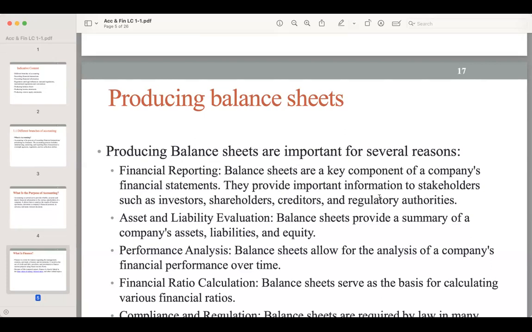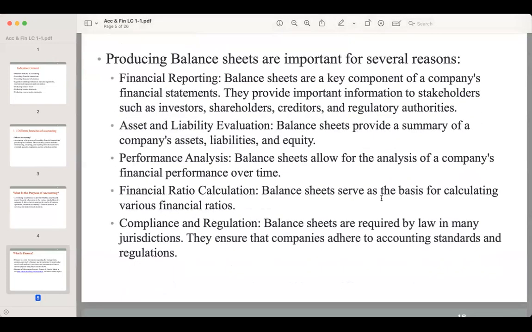Third, balance sheets allow for the analysis of a company's financial performance over time. Also, balance sheets serve as the basis for calculating various financial ratios. These ratios help assess the company's liquidity, profitability, and overall financial health. Also, balance sheets ensure compliance with accounting standards and regulations. In many jurisdictions, it is a legal requirement for companies to prepare and present balance sheets, because this helps maintain transparency, accountability, and consistency in financial reporting.